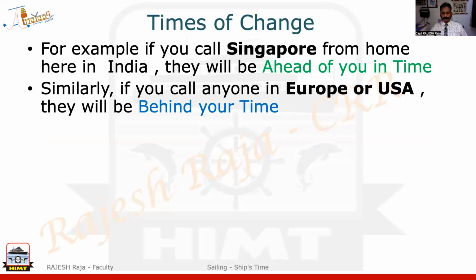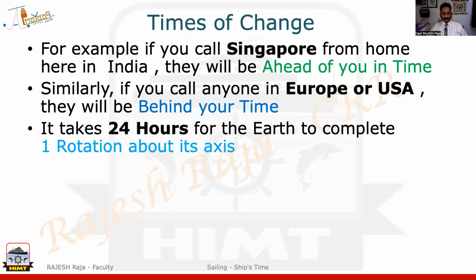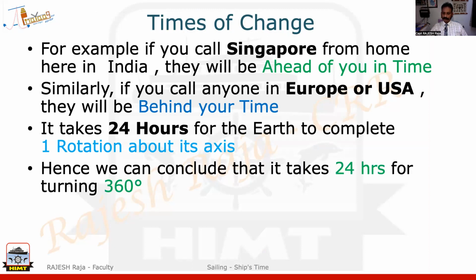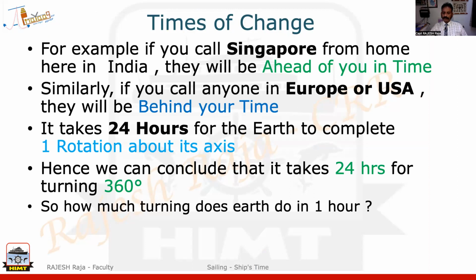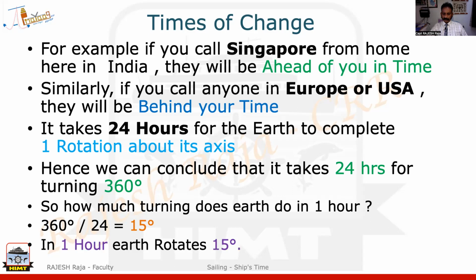And let us say Europe. This is exactly the same thing which I have shown you in the previous slide also. Now let us look at how the change of time happens. If you look at the rotation of the Earth, it takes around 24 hours to complete one rotation, which is called 360 degrees. So, quick question for you. How much turning does the Earth do in 1 hour? You will realize it does 15 degrees of rotation, which also means that in 1 hour, the Earth rotates 15 degrees.